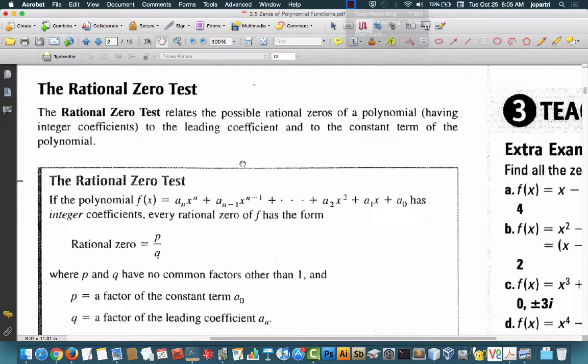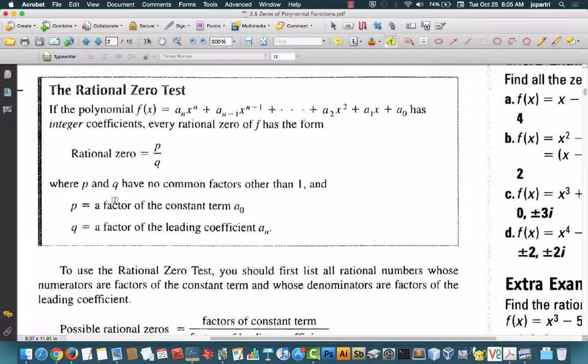Let's talk about the rational zero test. The rational zero test relates the possible rational zeros of a polynomial, and that word possible is what's important here, having integer coefficients to the leading coefficient and to the constant term of the polynomial. So we're going to read this, and I'm just going to tell you right now, after we read it, it's probably not going to make a lot of sense. It's when we start working it out that it's going to make a lot more sense, okay? But reading through it, making sure we at least try to understand it, is still important.